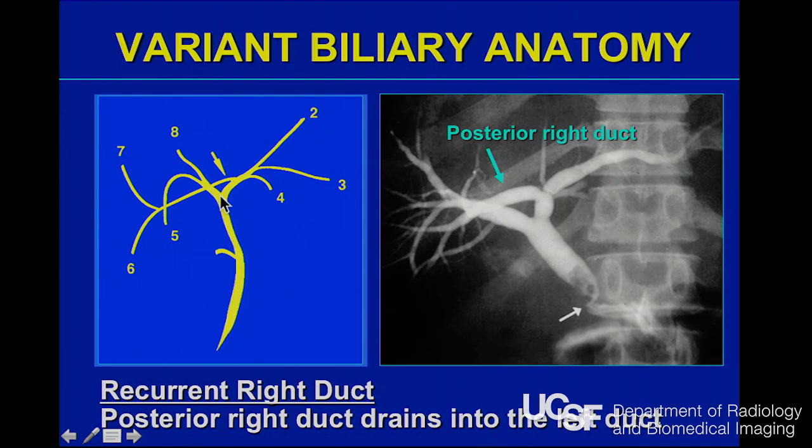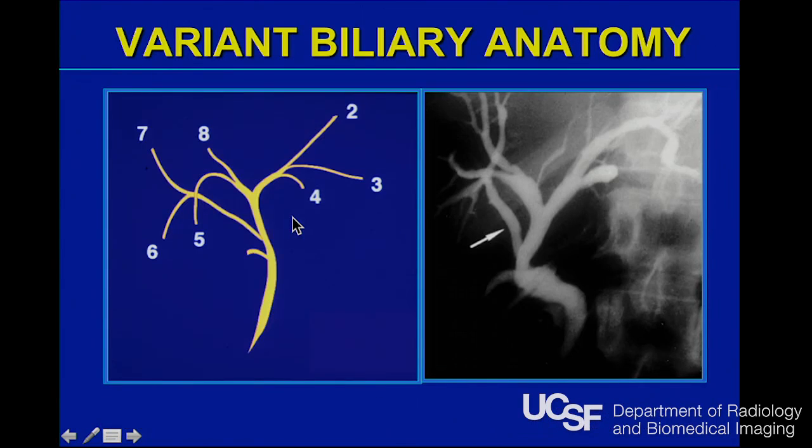It can create a trifurcation here, so there's essentially no right main duct. You'd have anterior and posterior ducts coming out right here. It can certainly insert here on the left, as you can see in this image. And this is a particularly treacherous anatomic situation, because here the right posterior segmental duct is inserting on the common hepatic duct, not very far from the cystic duct.